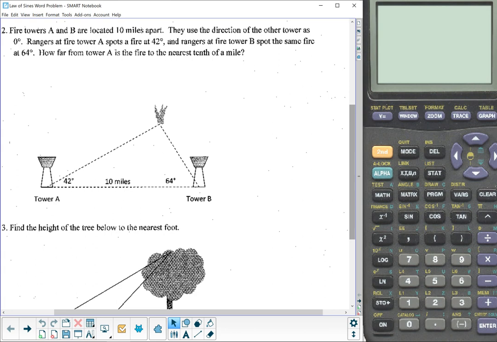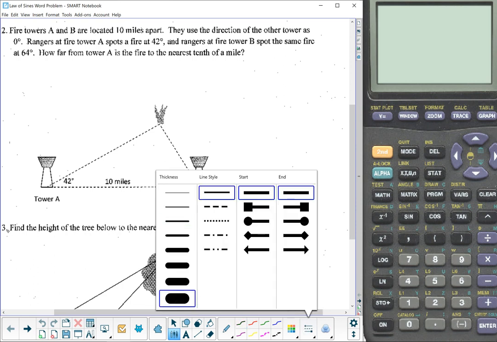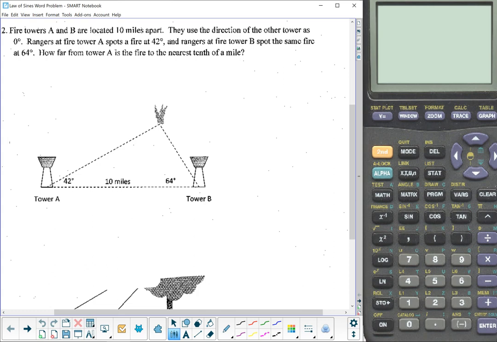Okay. Oh, okay, I know what they mean by 0 degrees. I actually haven't read this in a little bit, so that means they're straight across, or horizontally from each other, right? That's all they mean. All right, so let's look at what we need to do. How far is Tower A from the fire? All we really want is to find out this right here. We'll call this X.